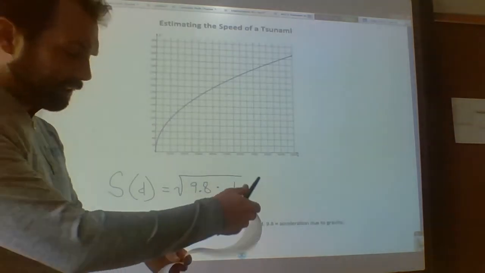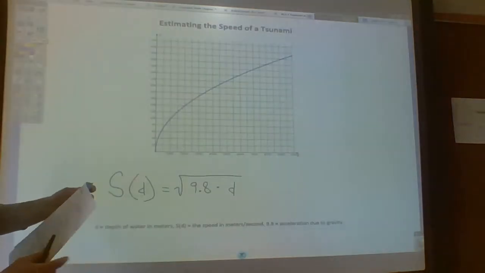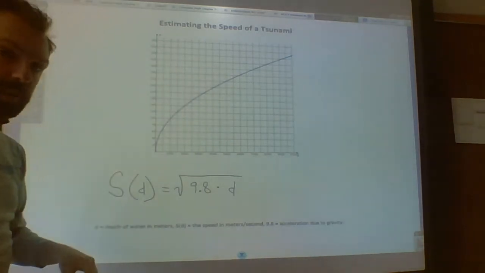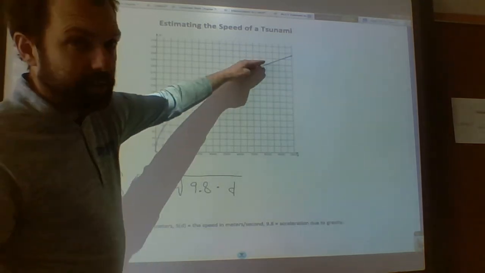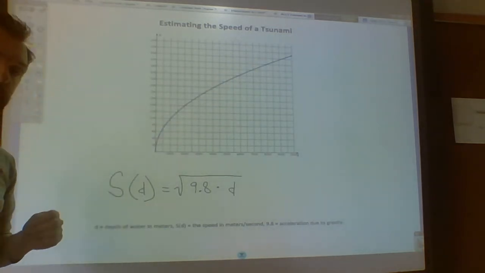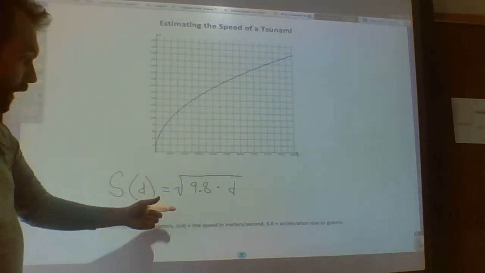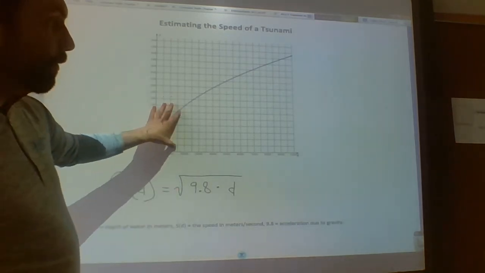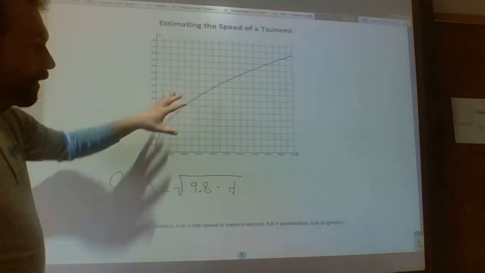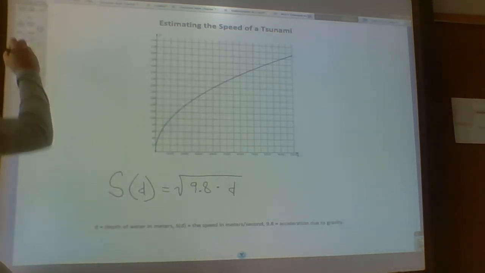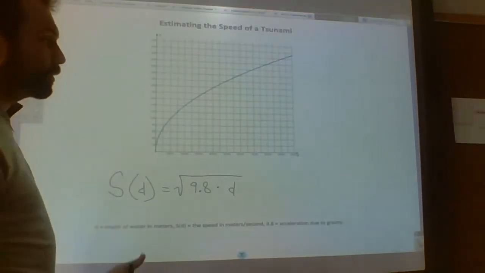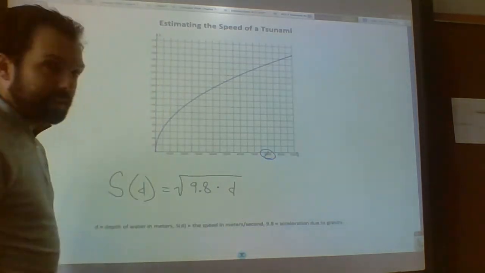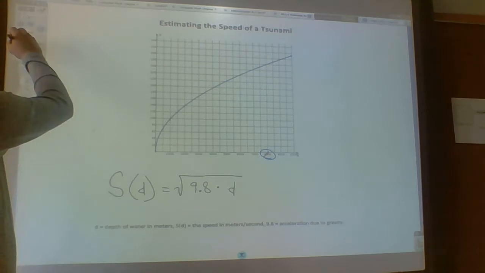Last thing before we get started with the actual activity, we see here a graph of a square root function. Hopefully this shape looks a little familiar. We worked with these a section or two ago. We see our speed function, and one way that this function is useful is if we looked at it on a graph, you could simply talk in general terms, like if a tsunami occurred at 8,000 meters, how fast would it be moving?